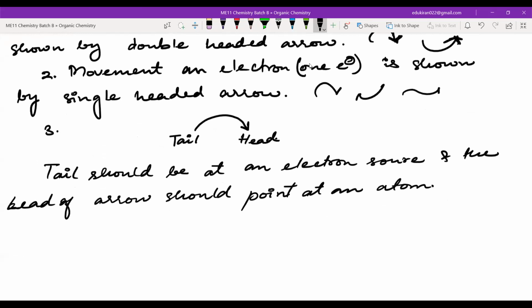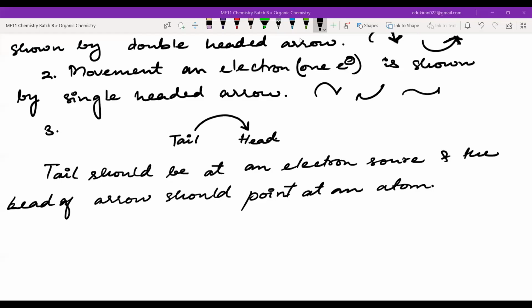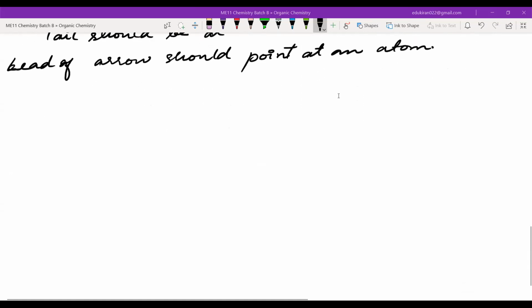So the important thing is, what are electron sources? What are the electron sources? Wait a second, let me reshare. Why is this happening? Yeah, have you written these things? Can I scroll down? Tell me, guys. Yes, sir. Okay.